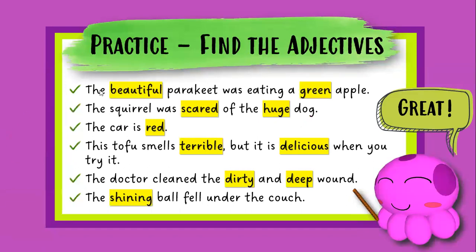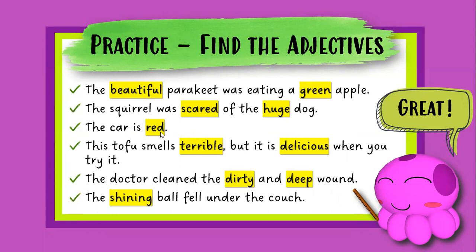So, sentence number 1. The adjectives are beautiful and green. Beautiful describes the parakeet and green describes the apple. Number 2, scared. So who was scared? The squirrel. Scared describes the squirrel and huge describes the dog. Number 3, red, the color. The color is describing the car.